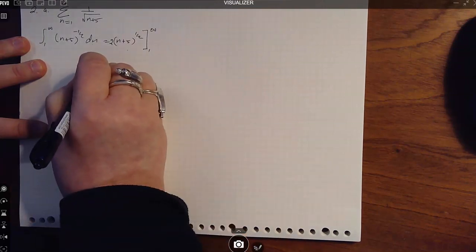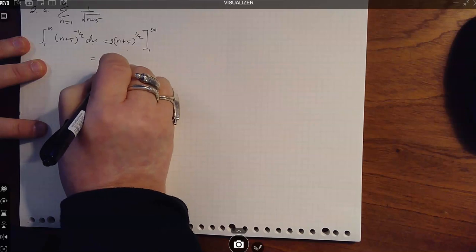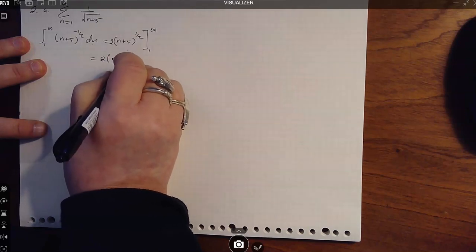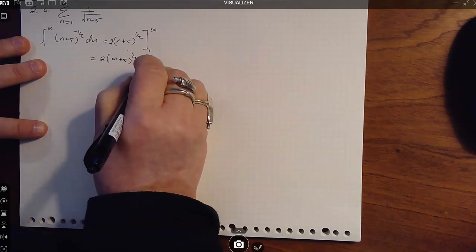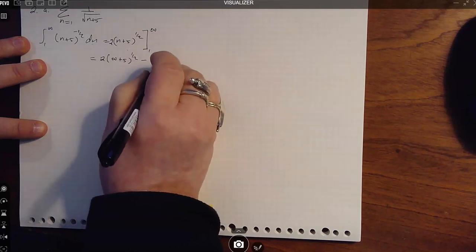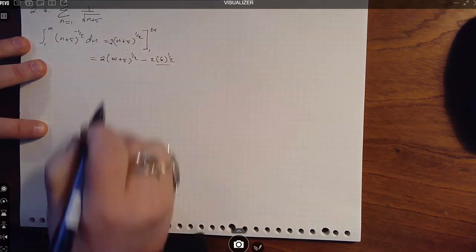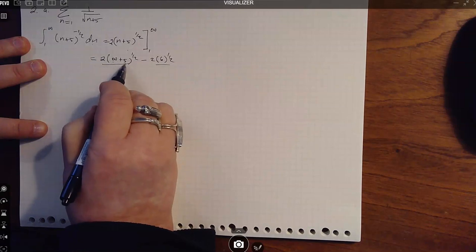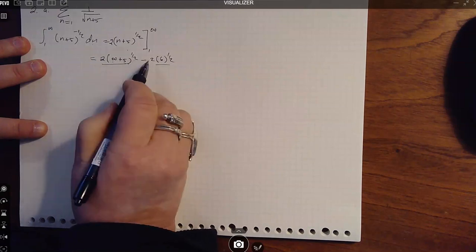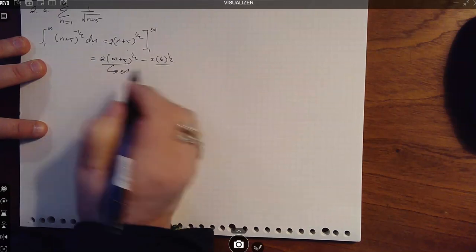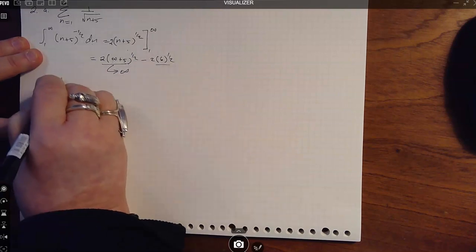This becomes 2 times infinity plus 5, still really bad, minus 2 times whatever, 6 to the 1/2. This is moot, it's some finite number. But this, I've got infinity plus 5, which is infinity, to the 1/2, which is infinity. This is infinity. So this diverges.